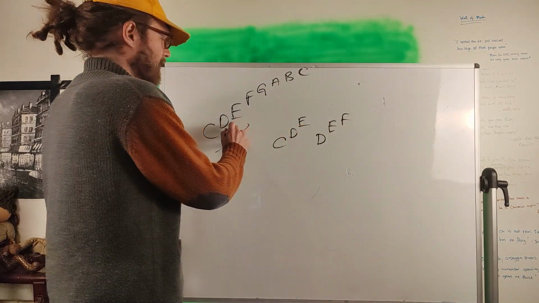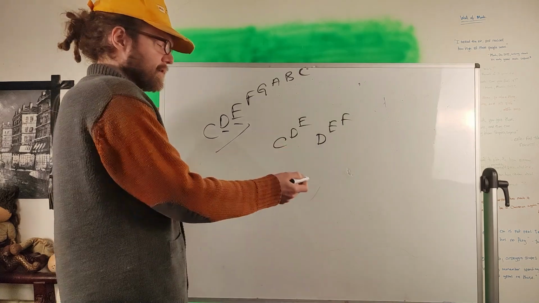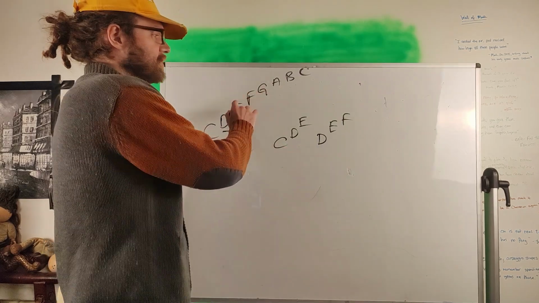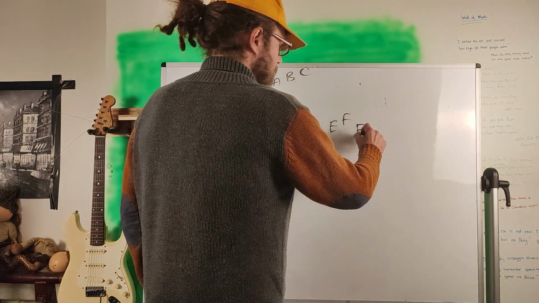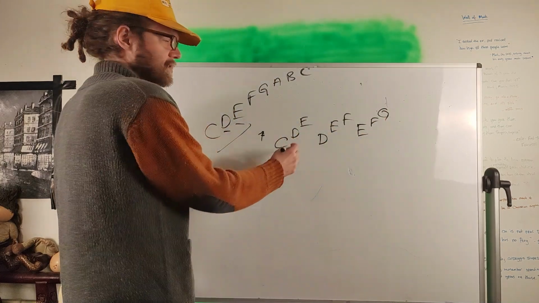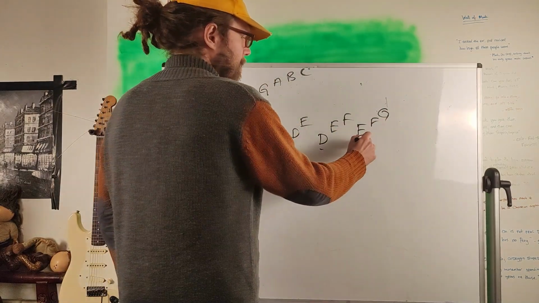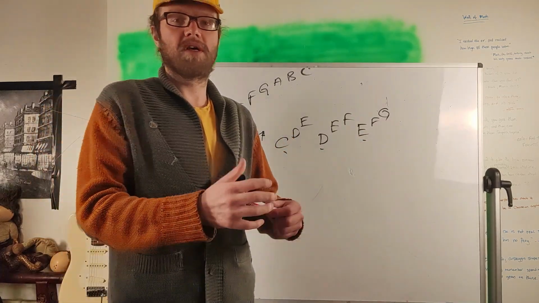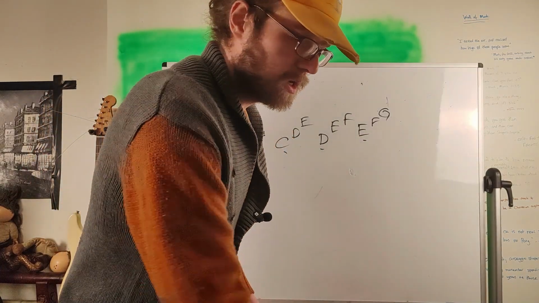Then we move up to the next note of the scale and play the 3-note pattern again, from E to G: E, F, G. And as you can see, we are going up the pattern each time, and we are going up the scale. This is our first direction.